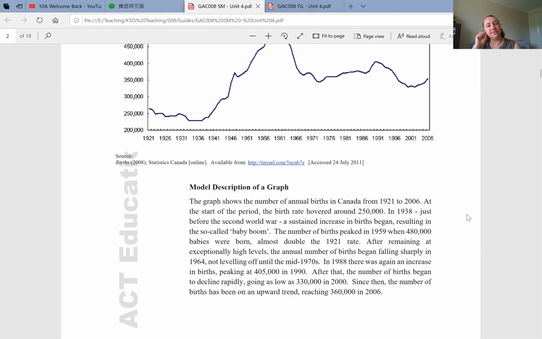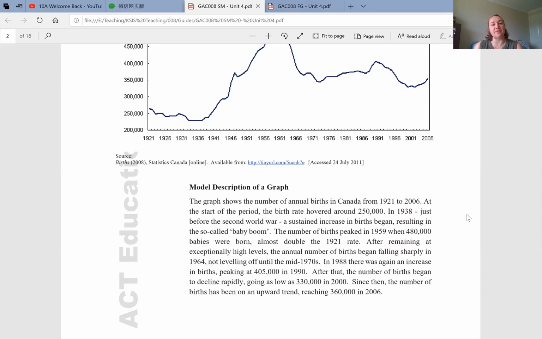The graph shows the number of annual births in Canada from 1921 to 2006. At the start of the period, the birth rate hovered around 250,000. In 1938, just before the start of the Second World War, a sustained increase in births began, resulting in the so-called baby boom.